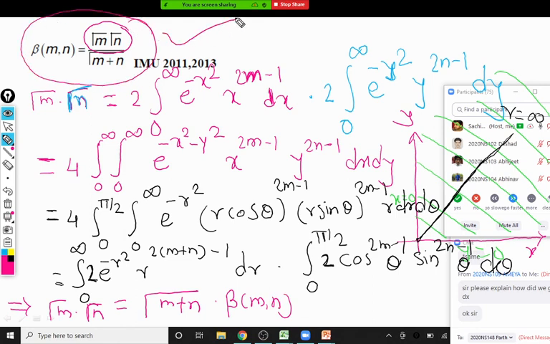Next step is the required proof. You may be confused here in the trigonometric form. In trigonometric form, you observe 0 to pi by 2, sine raised to 2m minus 1 into cos raised to 2n minus 1 is there. But we know beta is a symmetric function. It is actually beta n comma m, but beta n m is beta m n. Both are the same. We saw this in the first proof only. Is that clear?